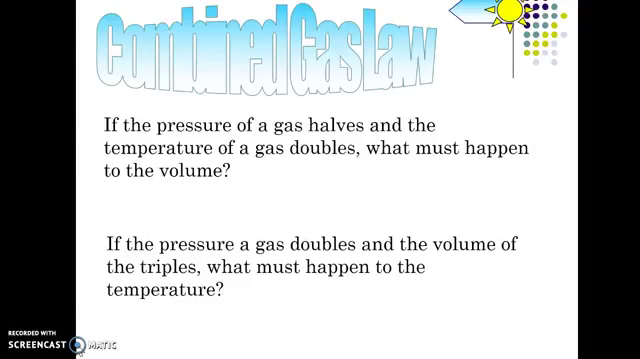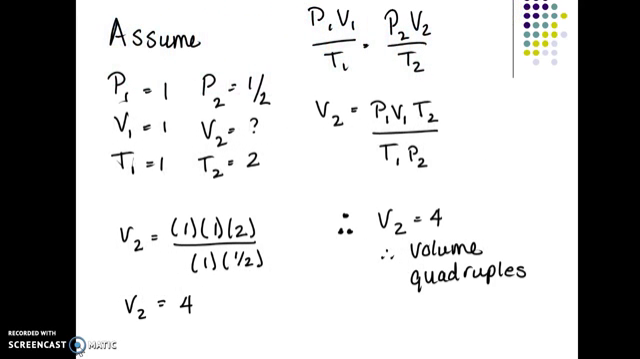All right, so there's the 2 problems. If the pressure of the gas halves and the temperature doubles, what happens to the volume? If the pressure of a gas doubles and the volume triples, what must happen to the temperature? So the first one, number 12. I assume that P1, V1, and T1 are all 1. I am solving for V2, so I rearranged it. P2 is a half, because it states right there the pressure halves. The temperature doubles, so I put 2 for T2, and I plugged them in and got V2 is equal to 4. That means the volume quadrupled.